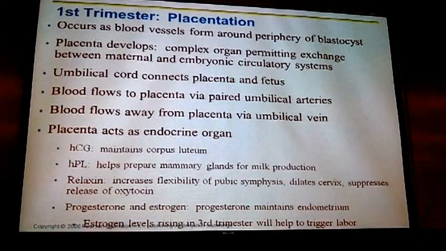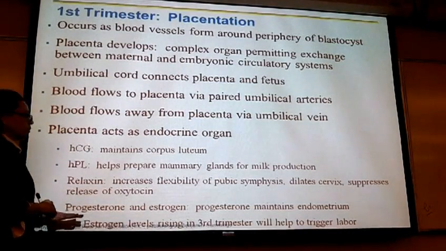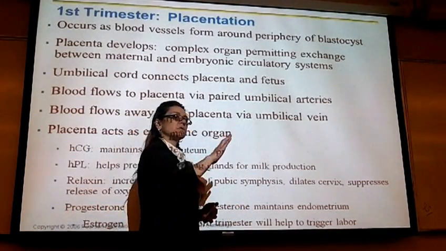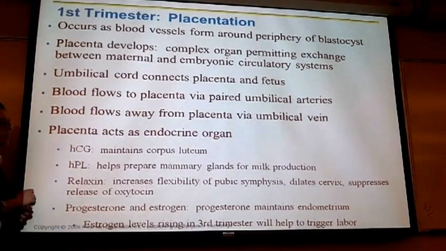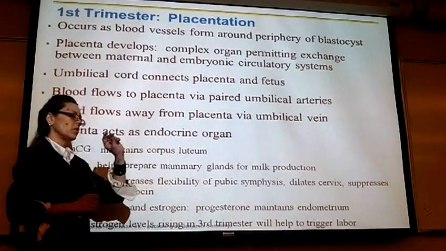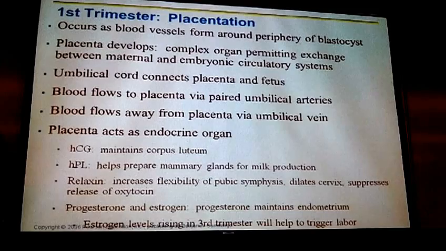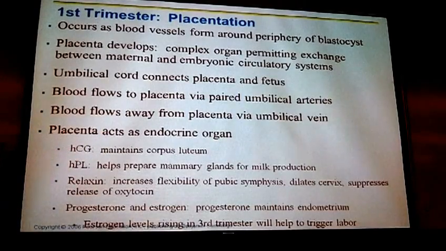Now, the placenta will also release estrogen. Estrogen levels will stay not too high, not too low during most of the pregnancy. As we get towards the third trimester and closer to labor, estrogen levels will start to rise. And that's going to be driven by the placenta. And that's going to be important because as those estrogen levels start to rise, it's going to start to trigger various events that are ultimately going to bring on labor, going to bring on those contractions.